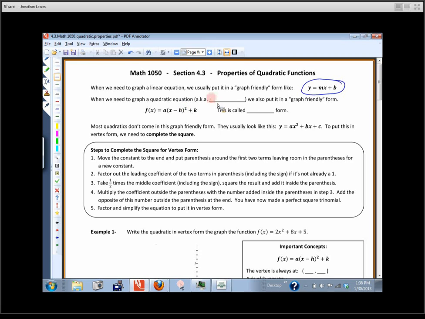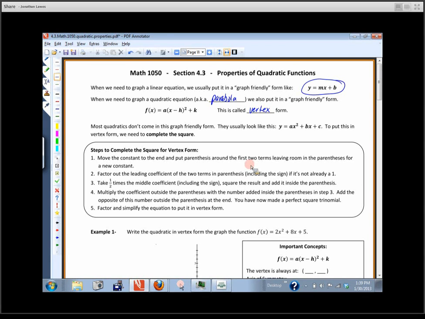Okay. The same thing is true when we want to graph a quadratic equation. What shape is this if we were graphing a quadratic? What's it called again? It's called a parabola. Okay, so if we're going to graph a parabola, we want to put it in a graph-friendly form. It looks like this. We've got our function notation, f of x equals a, and then parentheses, x minus h, that quantity squared plus k. That's called vertex form.